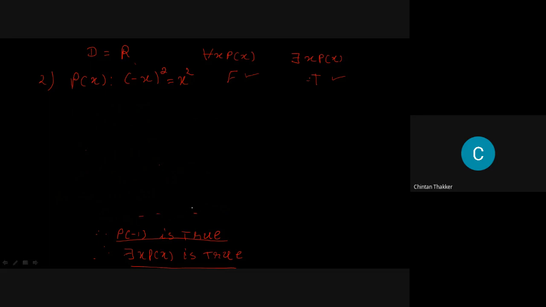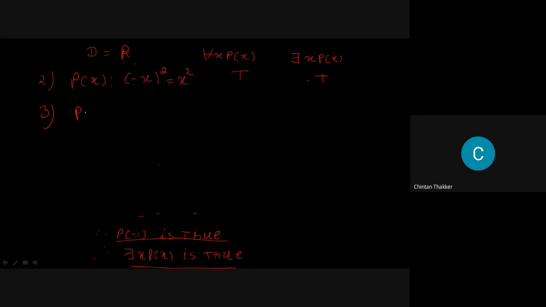So for all x, the statement is true. So for all x, P(x) is true. And for all x, P(x) is true, so we got the witnesses, lots of witnesses. So that means this is also true.